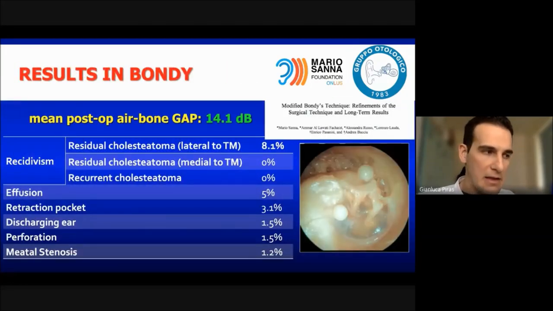Then I say about the techniques, but you also have to think about the results. So you see that practically the air-bone gap is minimal. And you see that if you deal with the residual cholesteatoma, 8.1%, but it means pearls lateral to the tympanic membrane that you can remove even in your office, so without putting the patient again in the OR.